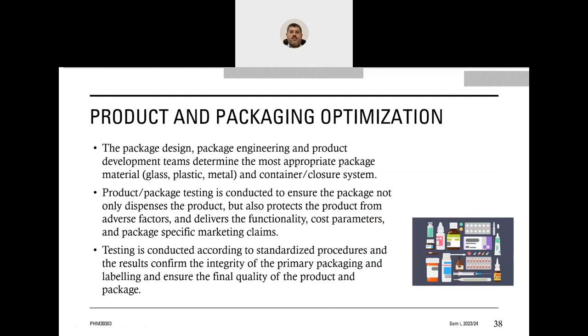Then we go to the packaging. When it comes to design and engineering, the package design and package engineering and product development teams determine the most appropriate package material. Which material is suitable to keep the product stable physically and chemically? Is it glass, plastic, or metal? They choose the material, and they also choose the container closure system. What type of container do we use: bottle, vial, blister pack, dropper, and so on. It depends on the nature and the intended use of the product.